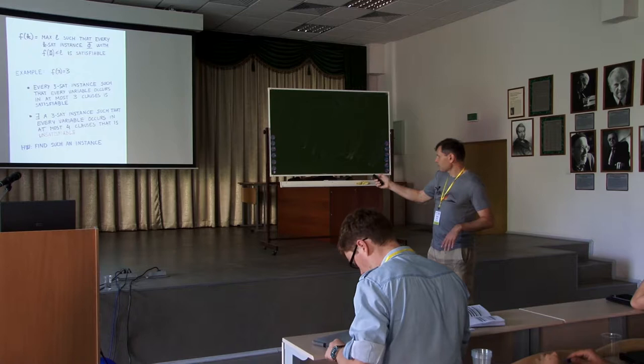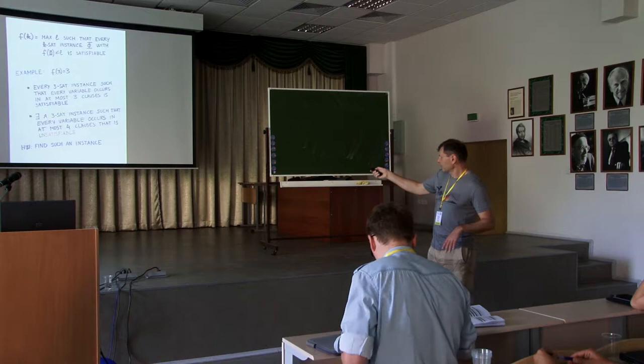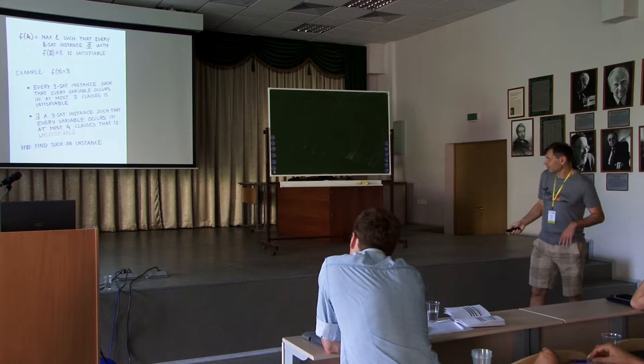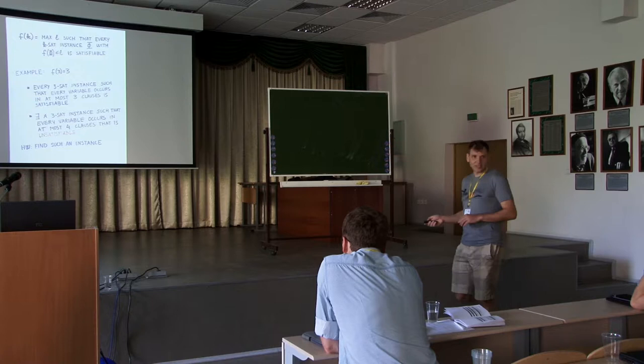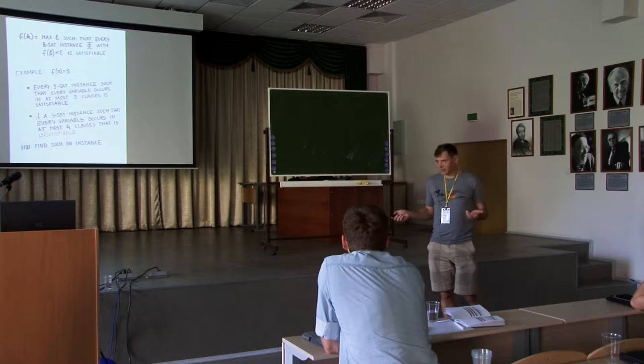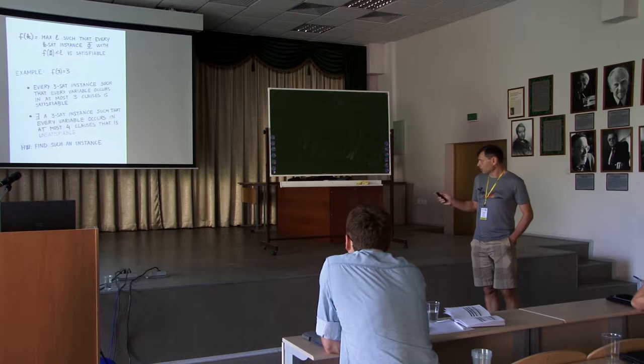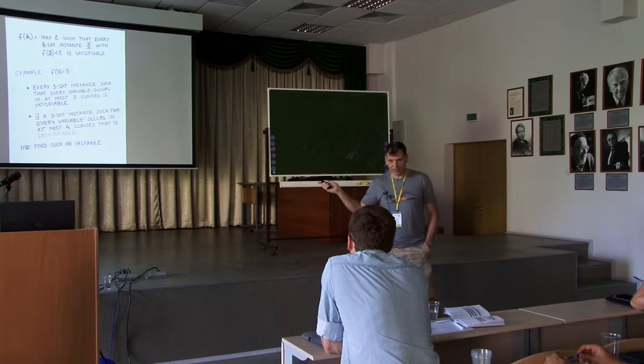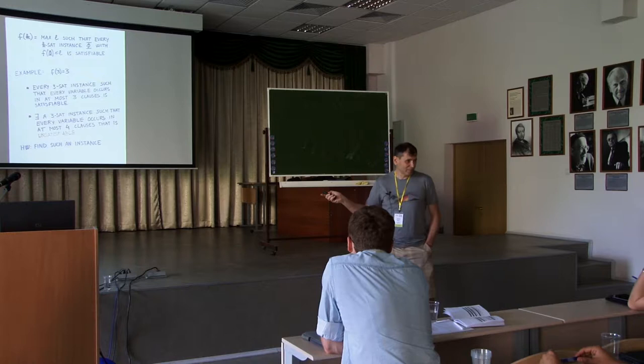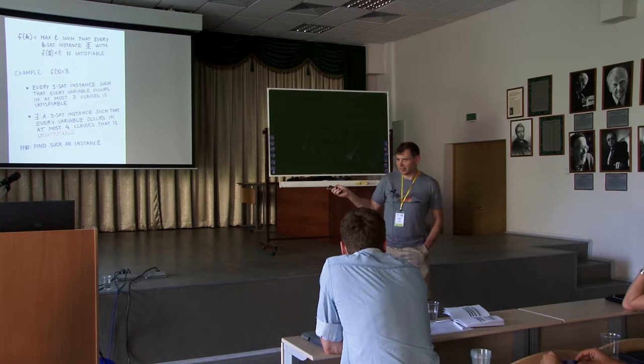We talked about this last time, and we said that f of 3 was equal to 3, for instance. So every 3-SAT instance such that every variable occurs in at most 3 clauses is satisfiable. But there is an example, and it's not so easy to come up with, of 3-SAT instances where every variable is in at most 4 clauses, which is not satisfiable. I'm giving you this as an exercise; probably you can do it, but it requires thinking.